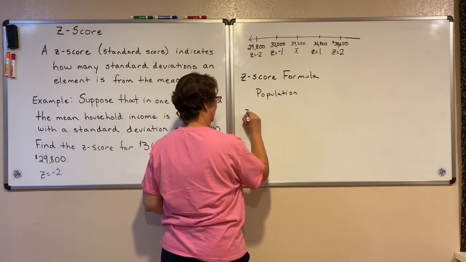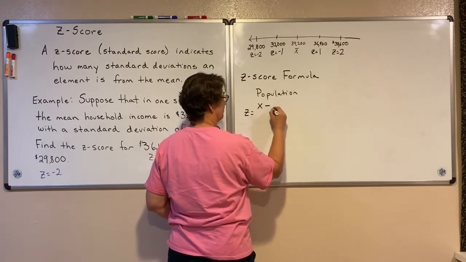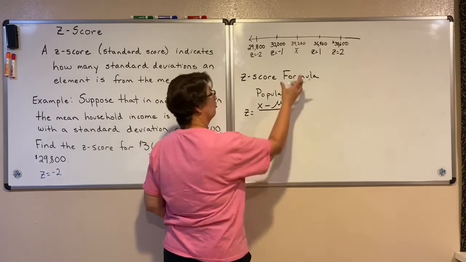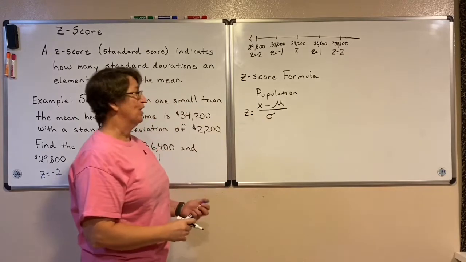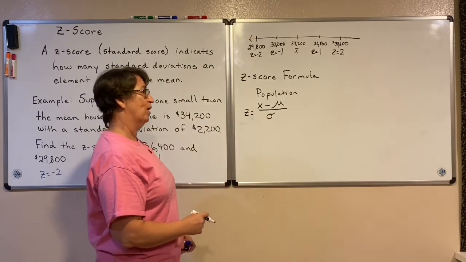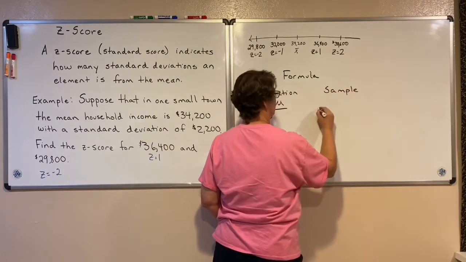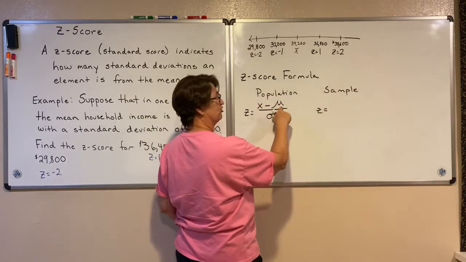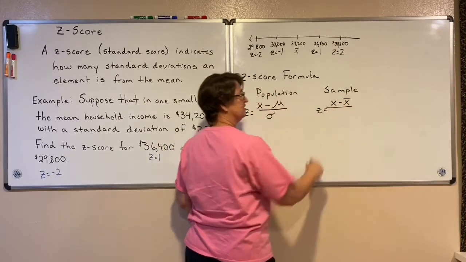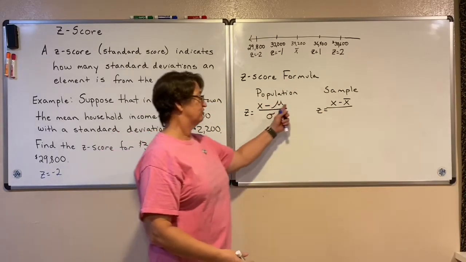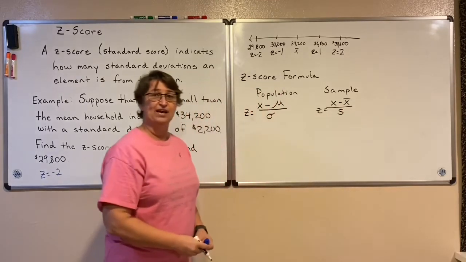If I'm talking about a population, then I take my data value and I subtract my mean to find out how far away they are. Then I divide by my standard deviation, that width, how far each part is. For a sample, it's exactly the same formula, it's just the notation is different because instead of using mu for population, I use x bar for the sample mean. Both of those still mean the mean though. And I still divide by my standard deviation. It's just we use an s for standard deviation there.